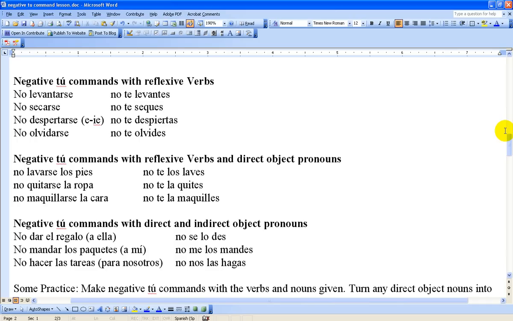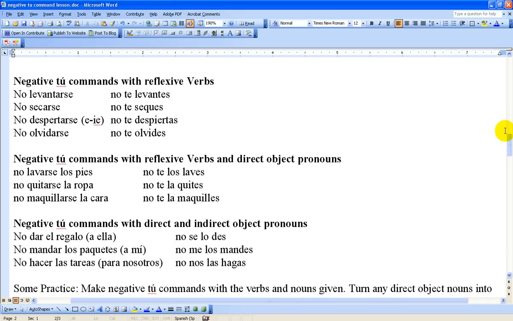Let's look at some negative tú commands with reflexive verbs and direct object pronouns. So we're looking at 2 pronouns here. And keep in mind the whole idea of negative equals no attached. So the first one, don't wash your feet. I'm going to change the feet to a direct object pronoun, which would be los. So I have 2 pronouns here. I have the reflexive pronoun, se, and then the direct object pronoun, los. So first thing we need to do is change that se to te, because we're doing tú commands. I'm going to put them both in front of the verb, and I'll put the one that refers to the person first. Put people before things. So no te los laves would be the negative tú command.